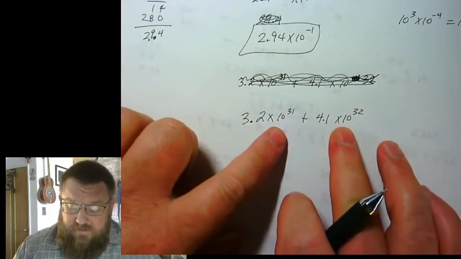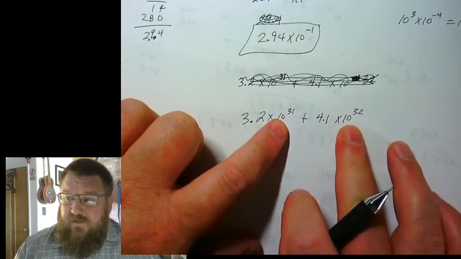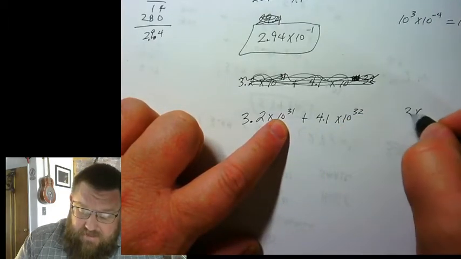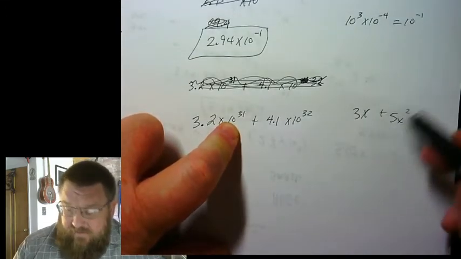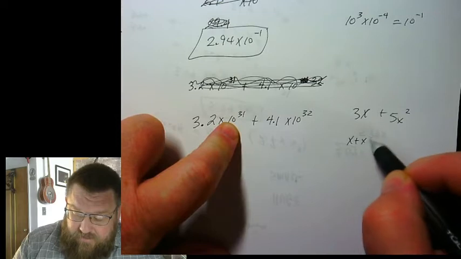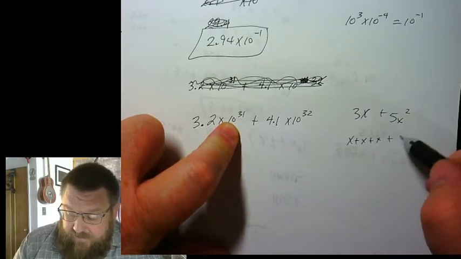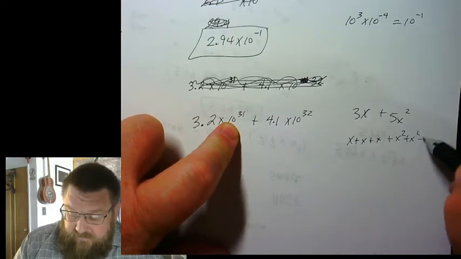Now, first of all, these are not like terms. This is 10 to the 31. That's 10 to the 32. They're not the same. That's like trying to add these two together. You can't. That's 3 x's. That would be x plus x plus x. And that's 5x squared. So that would be 5 of them. Well, you get the idea, right?